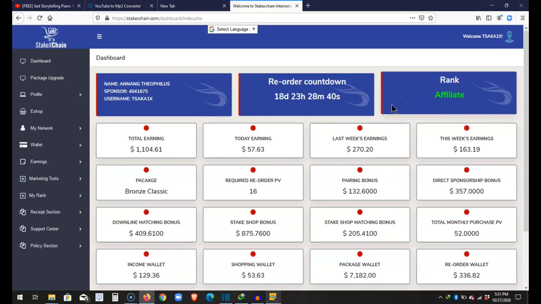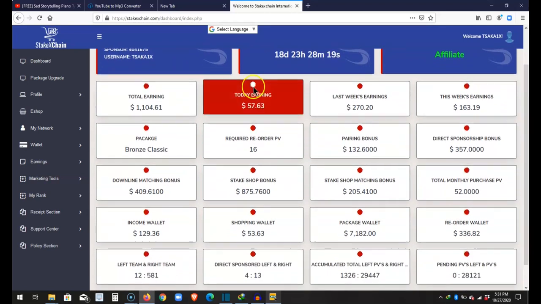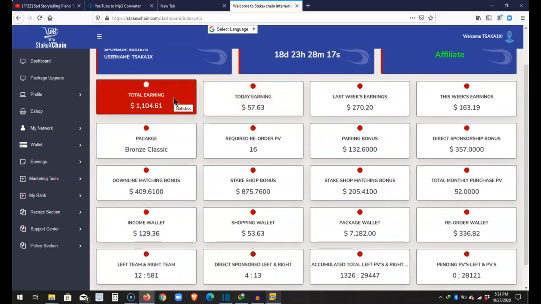Then on the right, we have what we call your rank. It shows you your rank so far. Now, before you hit the Jade rank, everybody is an affiliate. From the beginning, everybody's an affiliate. So this account is still an affiliate rank. And that is just what it is. Now let's move down to the parts which are very, very solid, which we need to know very, very well.